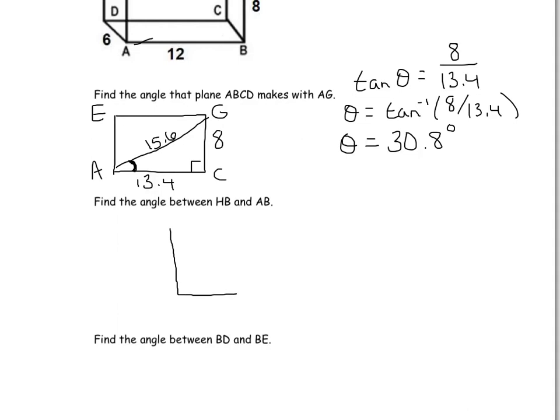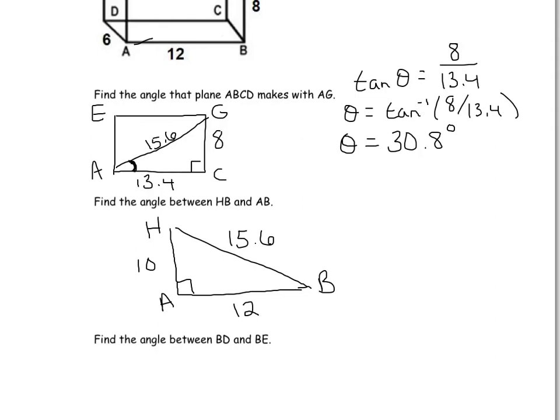HAB. And that is a right angle because these are rectangles. HAB. Do we know any of those parts? Well, we do know AB is 12. What other ones do we know? HA was 10. And, well, HB was 15.6. So we know all of those lengths.